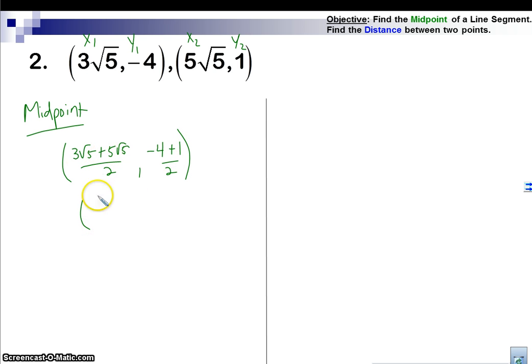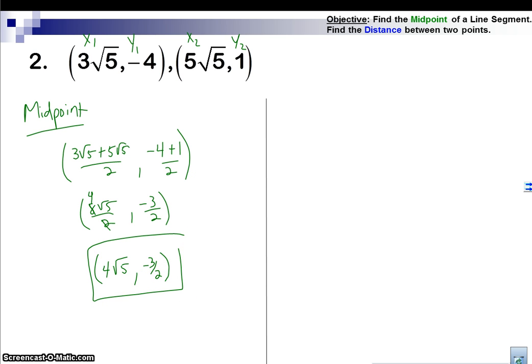So 3 root 5 plus 5 root 5 is 8 root 5, divided by 2. -4 plus 1 is -3, divided by 2. I'm going to simplify this. 2 goes into 8 4 times. So I'm going to have 4 root 5 and -3/2. My professor in college used to say, cheesy cakey. Cheesy cakey. Pretty easy.